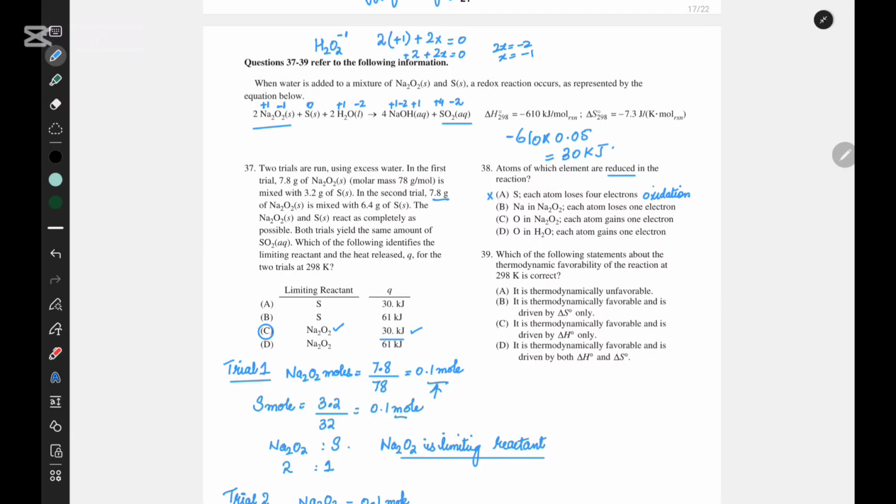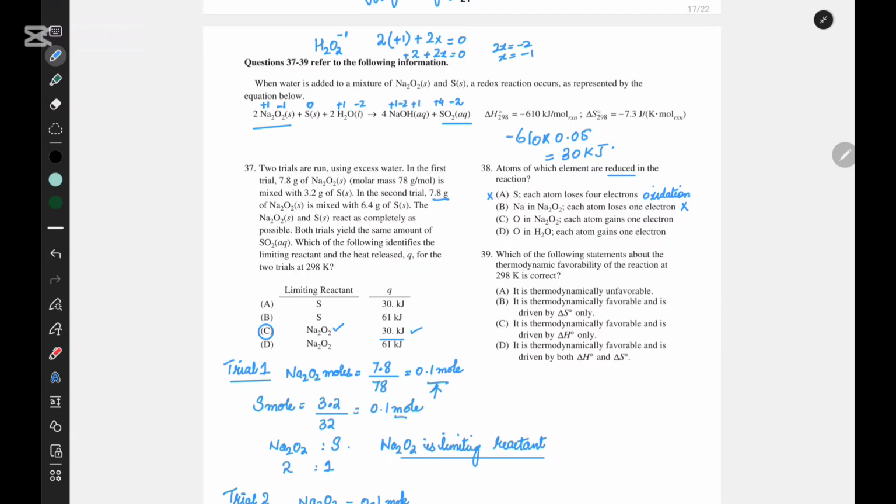It is not reduced. In Na2O2, each atom loses one electron. So when you are going for sodium, its oxidation state is +1. Over there it is also +1. So it is neither gaining electron nor losing electron. So wrong. Oxygen in Na2O2, each atom gains one electron. So it was having -1 oxidation state. It is going to -2. So you can see after gaining electrons, there is decrease in oxidation number.